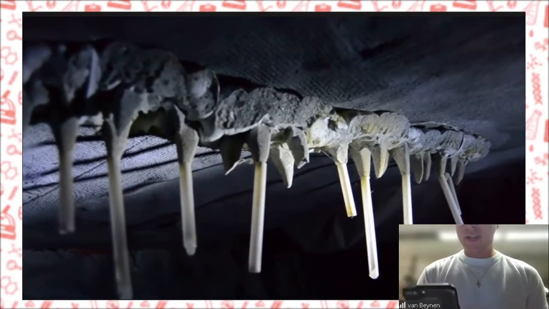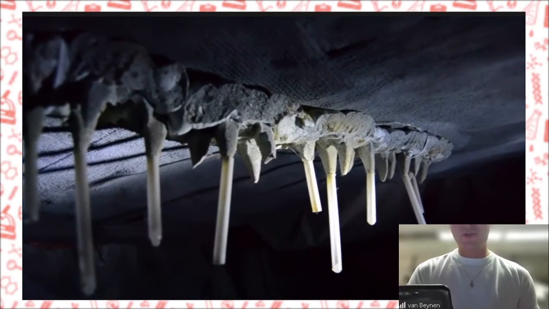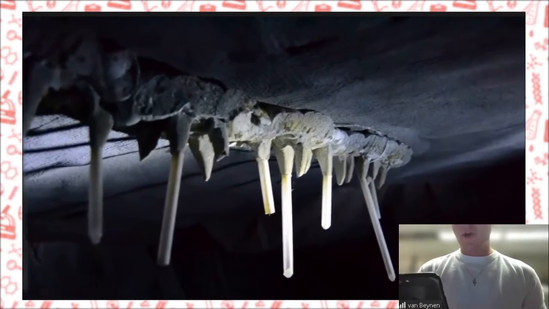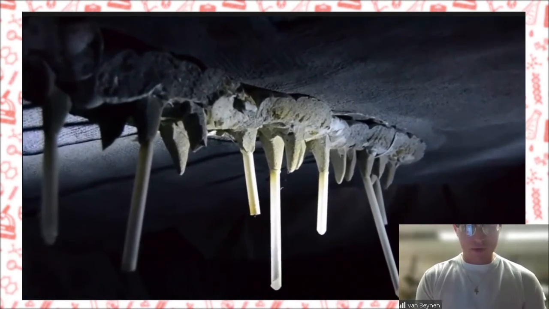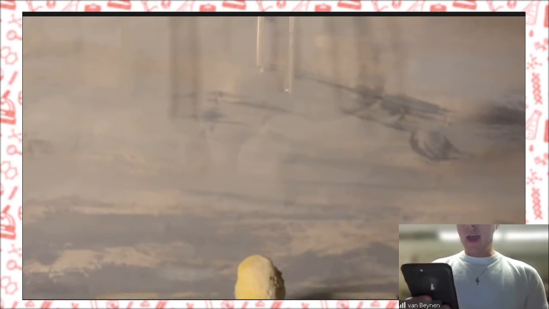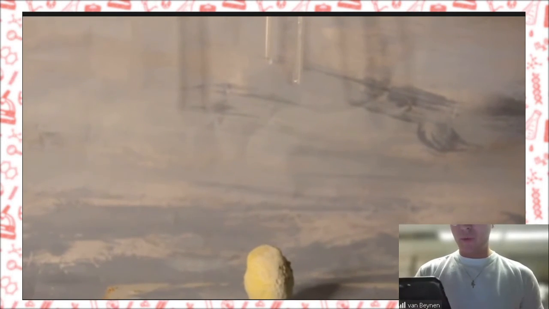These thin structures are essentially stalactites in juvenile stage and are extremely fragile. Due to their shape, they are commonly referred to as soda straws. As mentioned earlier, stalactites are formed from water percolating through rock, dripping down into the cave. These water droplets are fundamental to the formation of stalactites.